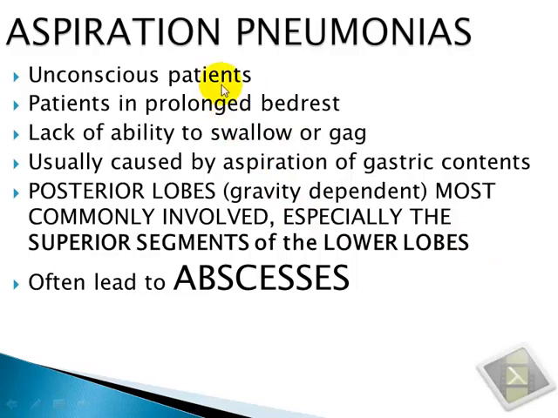Aspiration pneumonias will be seen in patients who are unconscious, patients who are on prolonged bed rest, patients who lack the ability to swallow or have a weakened or absent gag reflex. So they are usually caused by aspiration of gastric content. If you happen to see the biopsy of a patient suffering from aspiration, or an autopsy of a patient who has died of aspiration pneumonia, you will also be able to find some vegetative material.